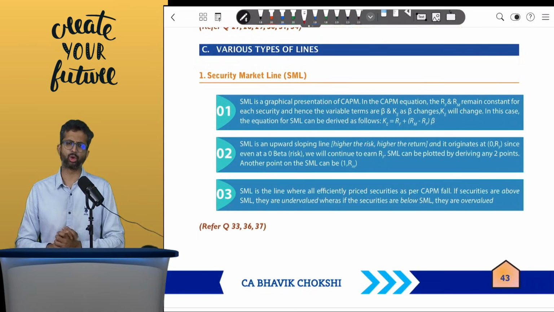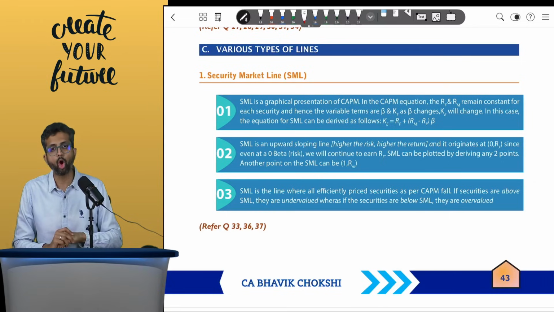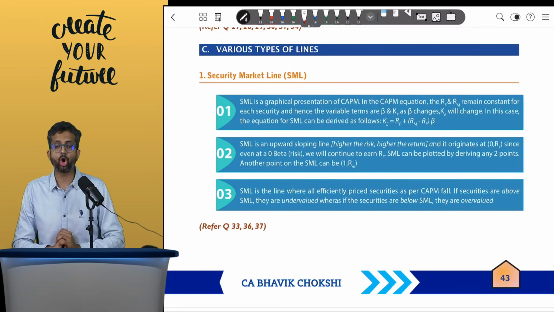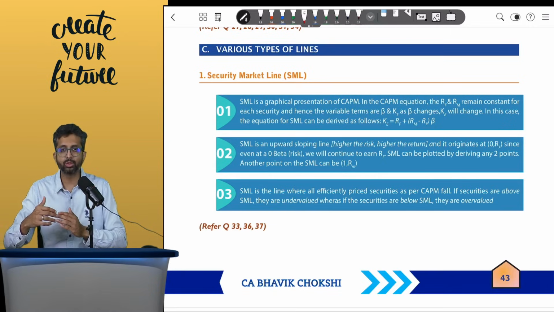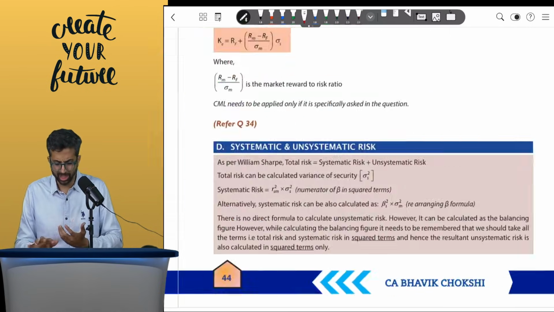One is the security market line, which is a graphical presentation of CAPM. The securities market line starts on the y-axis at RF and it slopes upward. The slope of the securities market line is nothing but RM minus RF. All the efficiently priced securities as per CAPM will fall on the SML. If a security is undervalued, it will fall above the SML. If it is overvalued, it will fall below the SML. So that is the SML.